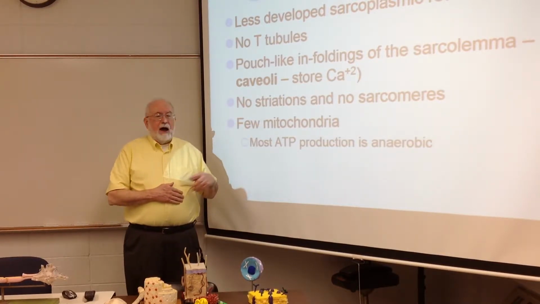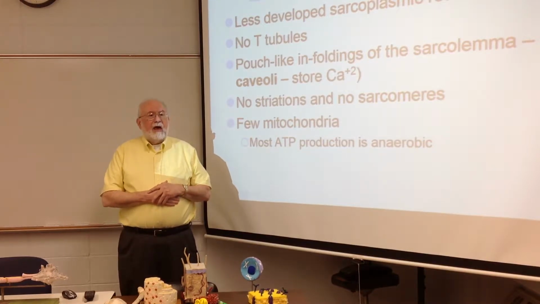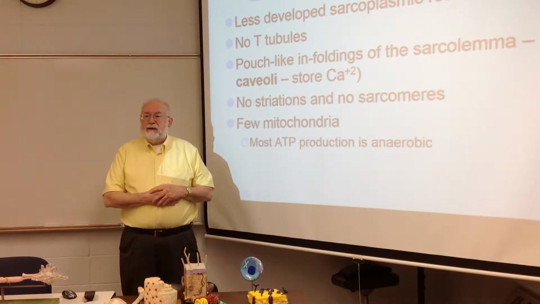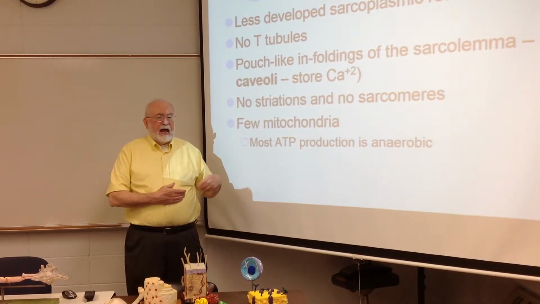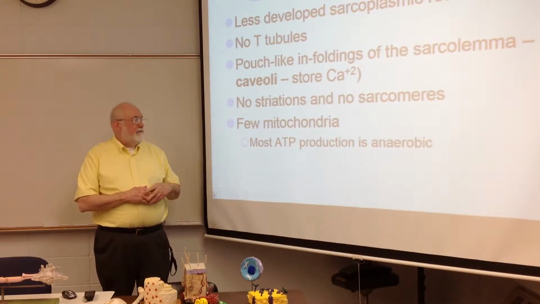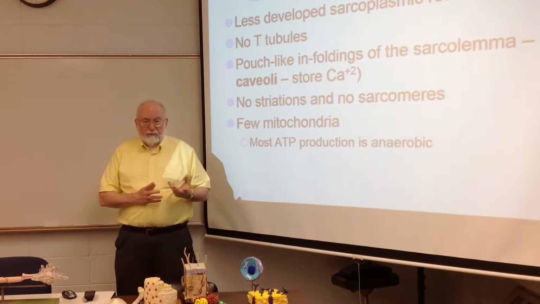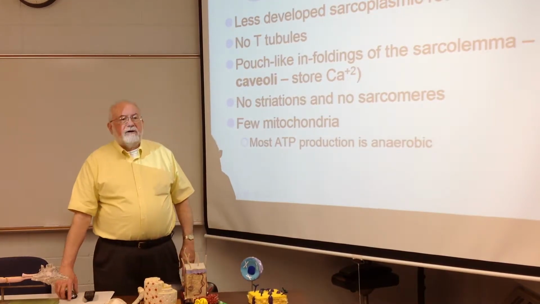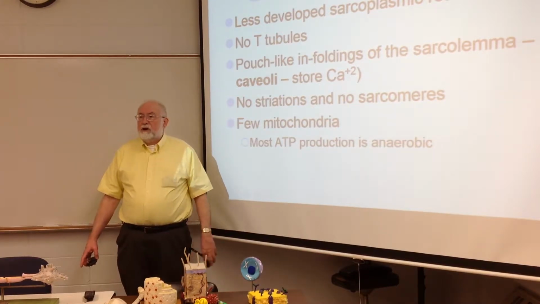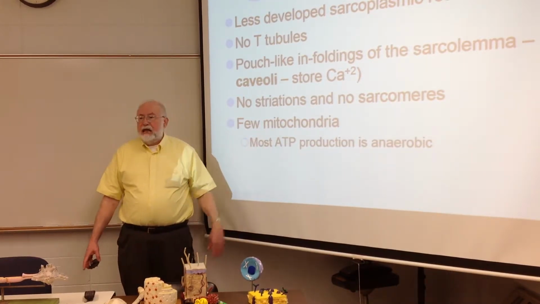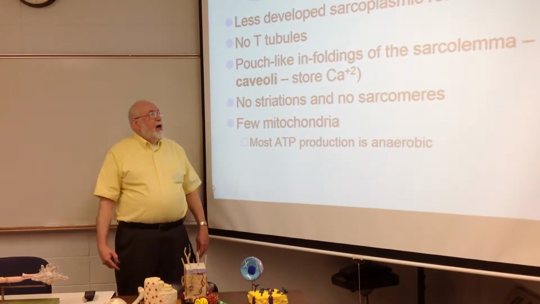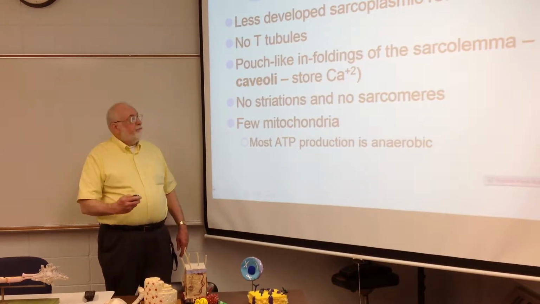They have very few mitochondria, and the mitochondria are there obviously to produce ATP, but most ATP production in smooth muscle is anaerobic. So they're relying mostly on glycolysis. Now, of course, one thing that we also note about smooth muscle, it doesn't contract and relax as rapidly as do skeletal muscles or cardiac muscles, so it doesn't really need quite as much ATP as the others do. Some other things that we find.